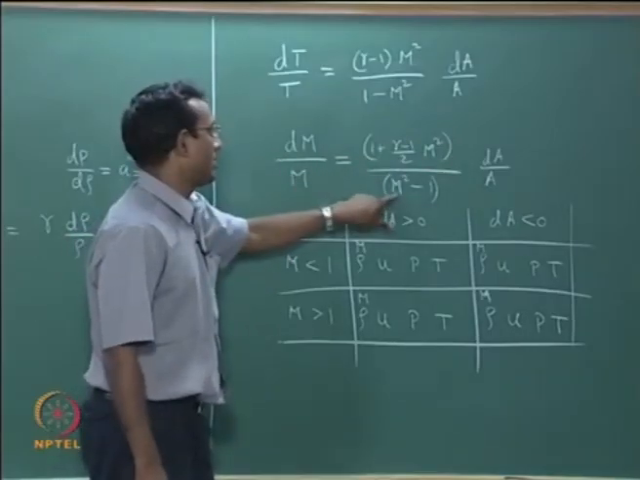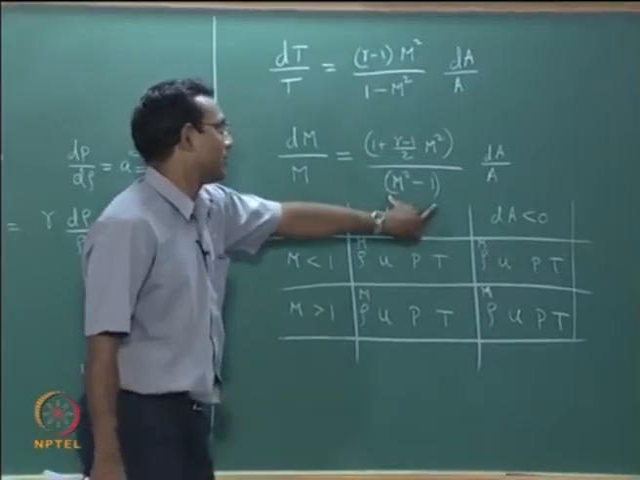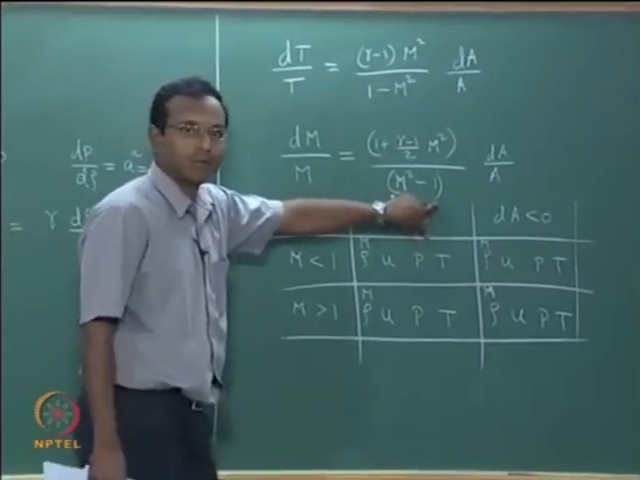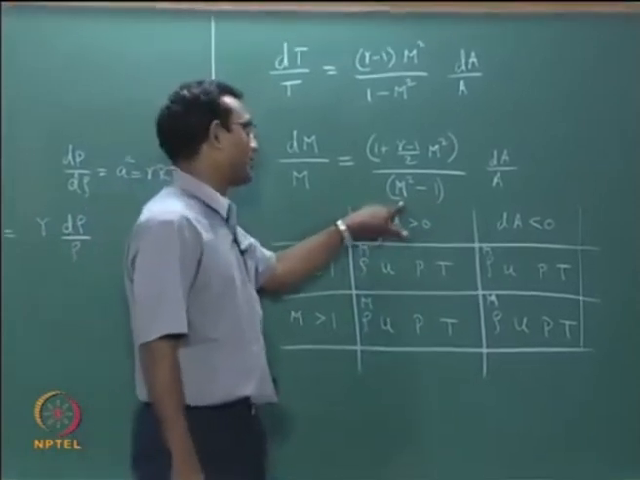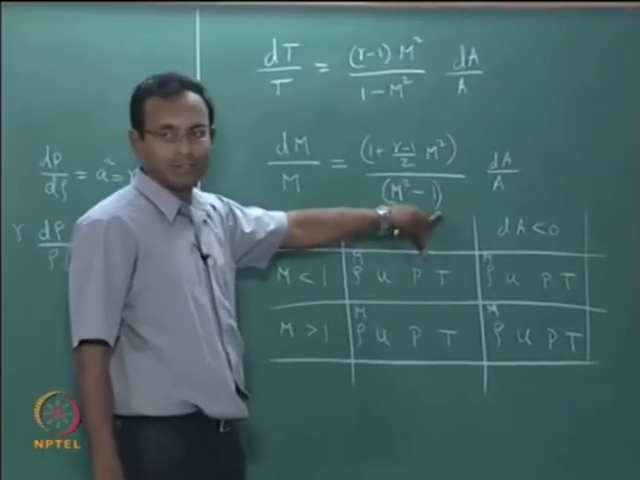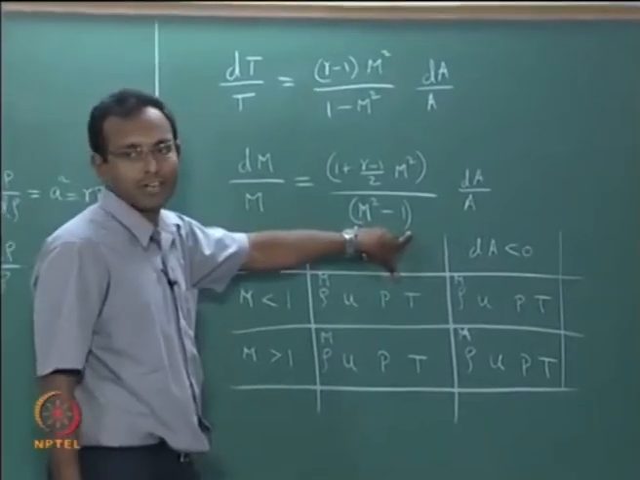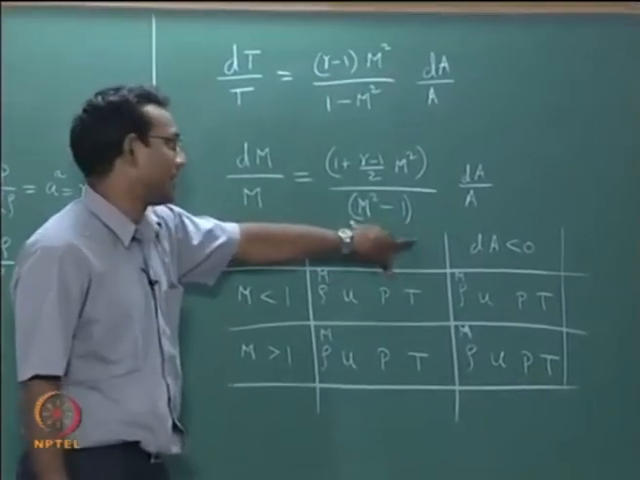But here, if M square is more than 1, this is going to be one sign, positive. If M square is less than 1, it is going to be the opposite sign, which means if my Mach number is supersonic, it is going to be positive sign. If it is subsonic, it is going to be negative sign. This is the critical thing.